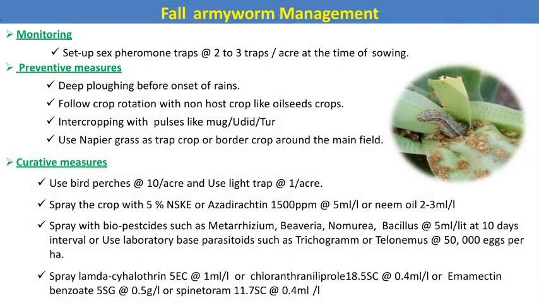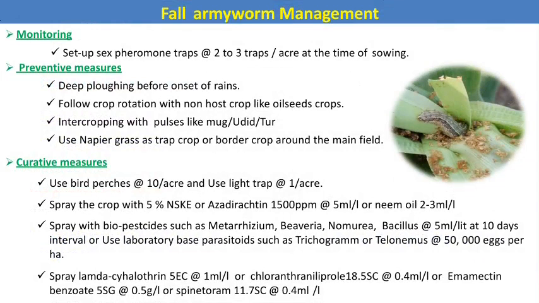Then for the management of the fall armyworm, for monitoring purposes, we can install the sex pheromone trap. Then for preventive purposes, deep summer plowing. Then follow crop rotation with a non-host crop. Then intercropping with a pulse crop. And then you can use Napier grass as a trap crop or a border crop around the main field. Then in the case of curative measures, we can use bird perches or we can use a light trap.